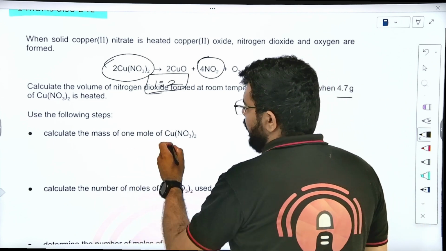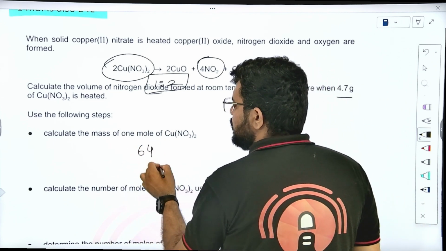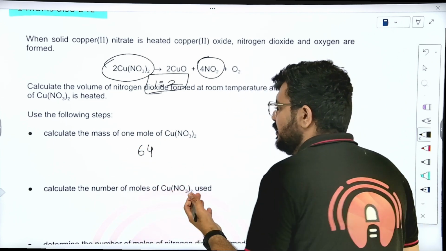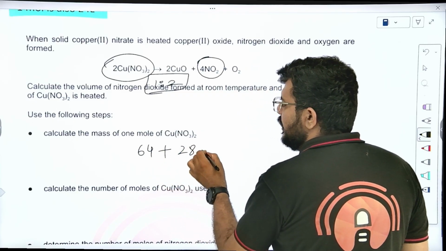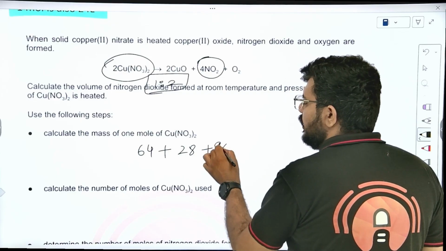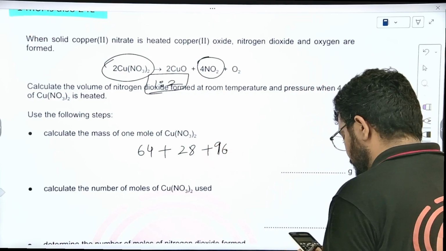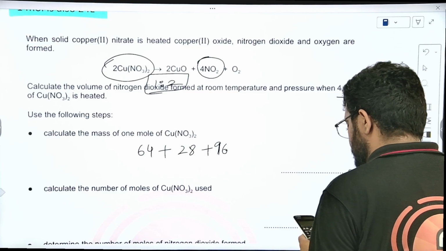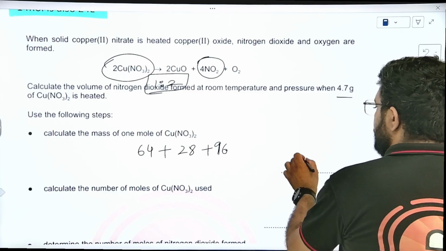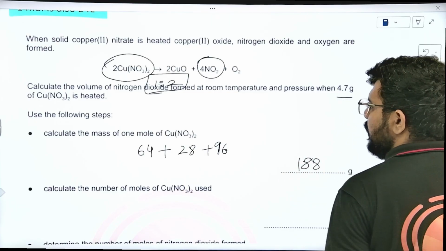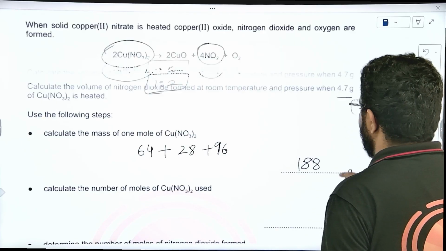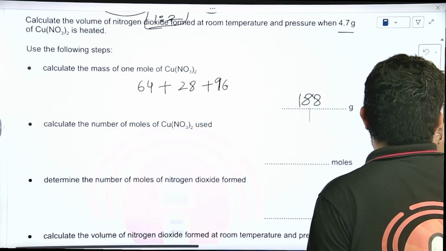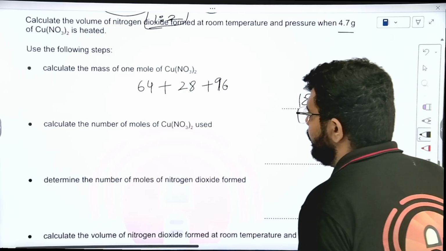Calculate the mass of 1 mole of copper nitrate. Now copper is 64. I remember this. You can have the help of periodic table. There are 2 nitrogens, so 28. There are 6 oxygens, so 96. So 64 plus 28 plus 96 will give me 188 gram. Mass of 1 mole of copper nitrate is 188 gram. I hope I am not wrong. If I am, please let me know in the comments.